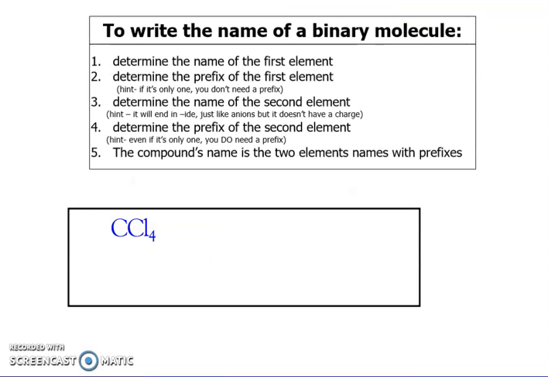So the first one here is CCl4. When you're doing molecular compounds, this is pretty straightforward. The only thing you're going to need to know are prefixes and suffixes. So let's talk about that when we get to it. Right now this says the first step is to determine the name of the first element. Just like anything else, you're going to look at the first element. That's the first capital letter and any subsequent lowercase letters. So we have C. So the first name is going to be carbon, C-A-R-B-O-N, just regular carbon.